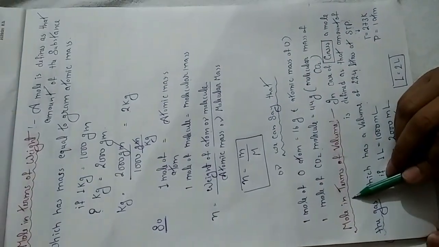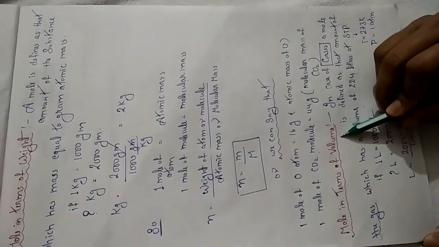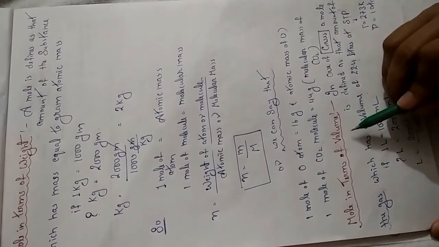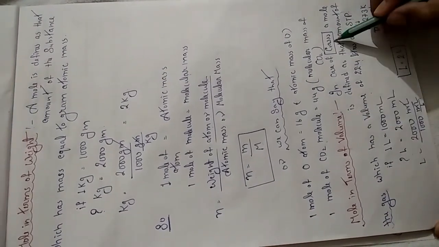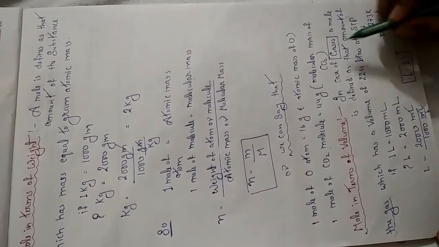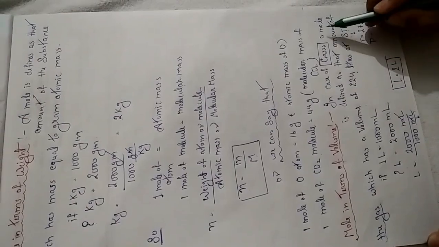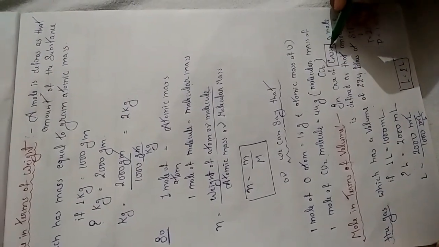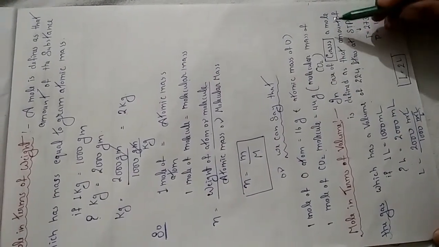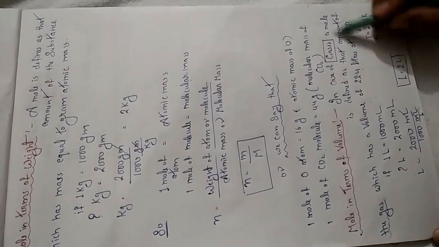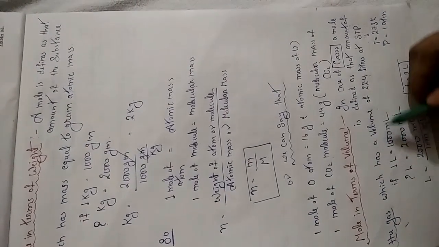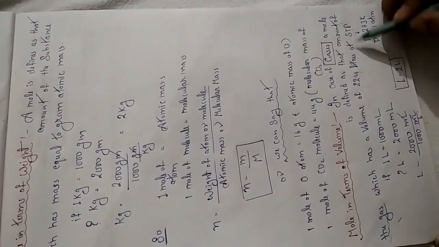And the third topic is mole in terms of volume. Clear? And there is a limitation. Limitation means this mole in terms of volume is applicable for gases only. Clear? So in case of gases, how can we define a mole? In case of gases, a mole is defined as that amount of the gas which has a volume of 22.4 liters at STP.